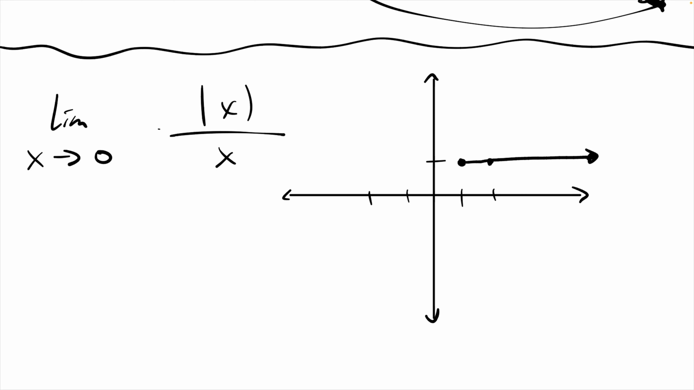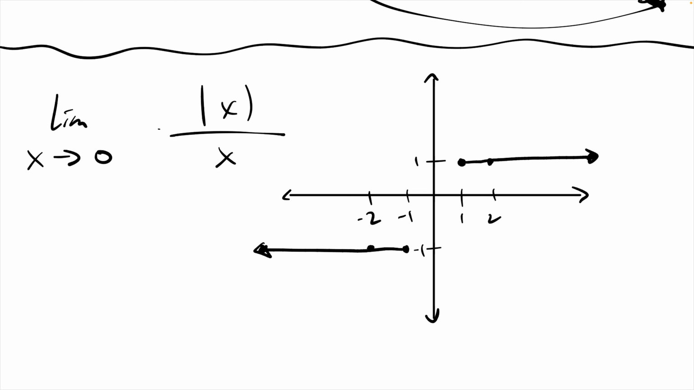Now, what happens if I plug in negative 1? Can't plug in 0, we just said, because it's 0 over 0. What happens when I plug in negative 1? What am I going to get on top? 1. What am I going to get on bottom? Negative 1. What do you get when you divide them? Negative 1, right? So that means the dot's down here. Plug in negative 2. You get positive 2 over negative 2, which is negative 1. It goes that way, right?